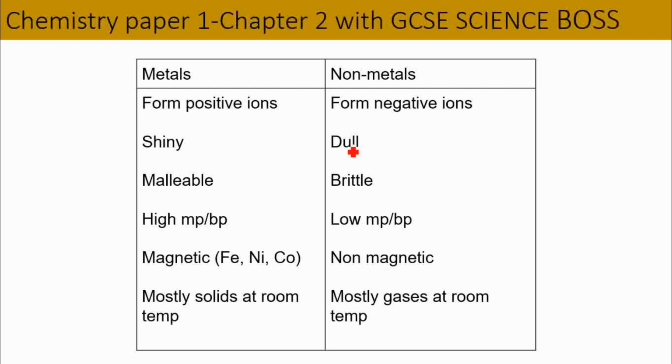Now, when you think of metals and non-metals, it is very important that you know the difference between the two. Metals form positive ions, which are called cations. Remember, cats have paws. That's what I used to remember. And then negative ions are anions. Metals are shiny and malleable. Malleable just means that they can be bent into shape. They have a high melting point, they're magnetic, such as iron, nickel, and cobalt, and they're mostly solid at room temperature except for mercury. On the flip side, you have your non-metals, which are dull, brittle, have a low melting point, are not magnetic, and are mostly gases at room temperature.